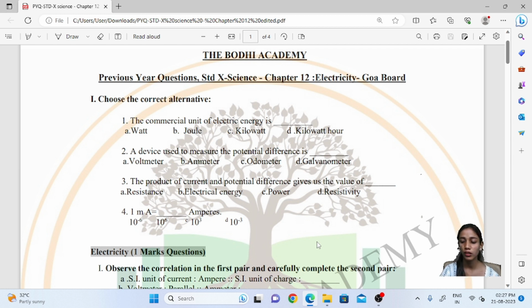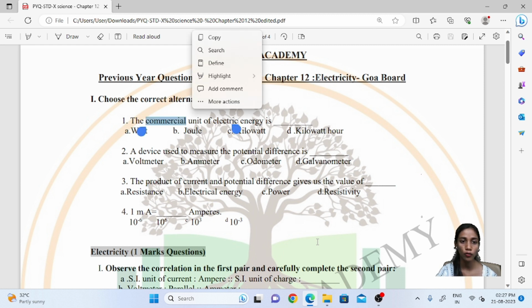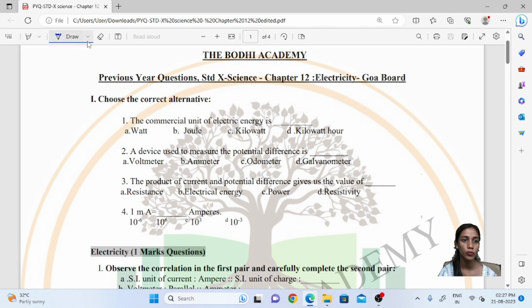Here the first question we have is the commercial unit of electric energy. Okay, so the options over here are watt, joule, kilowatt and kilowatt hour. Okay, and the correct option over here, as we have studied, is the commercial unit is kilowatt hour. Okay, option D.